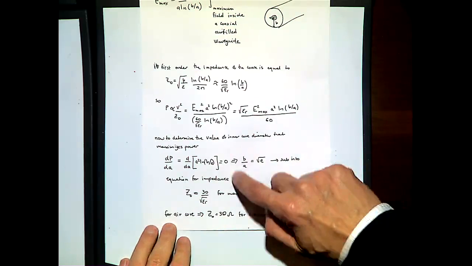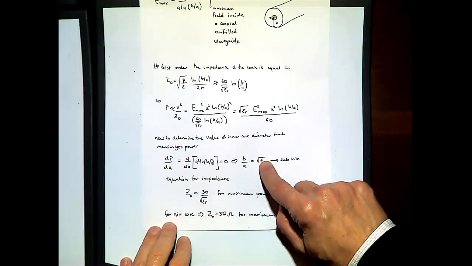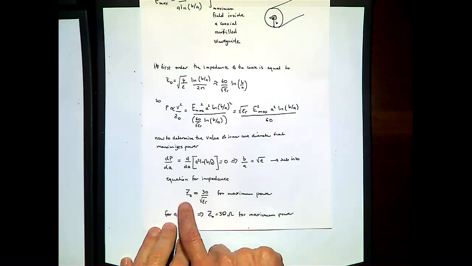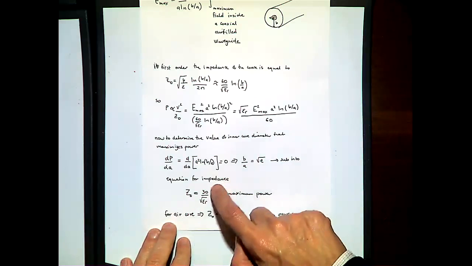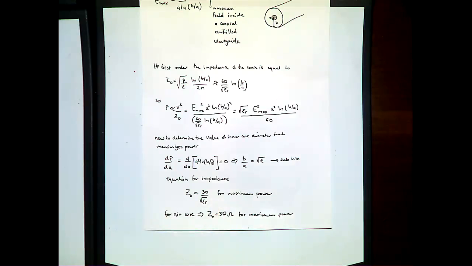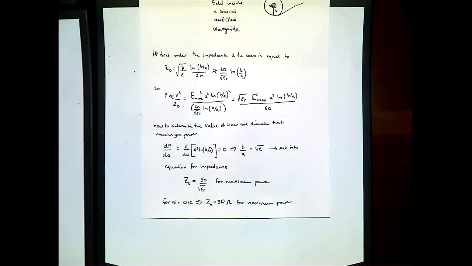So if we resubstitute b on a to being equal to e to the half, we can find the equation for the impedance which gives us maximum power, and it's just 30 on the square root of epsilon r. In the particular case of an air-filled dielectric, what's the relative permittivity of air? 1, right? So if you had an air-core coaxial cable and you wanted the maximum power, you need it to have a characteristic impedance of 30 ohms. Okay, so it's 30, not 50.